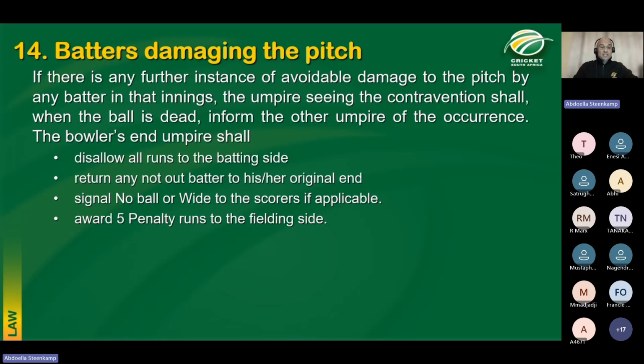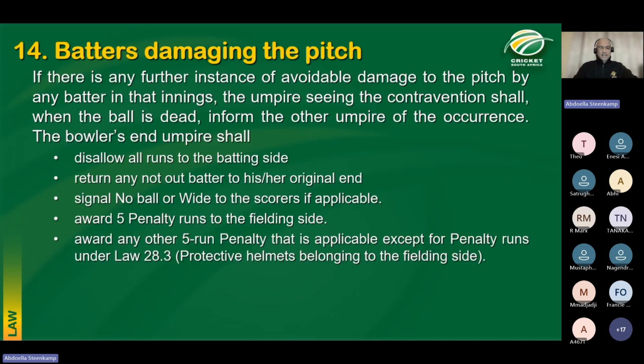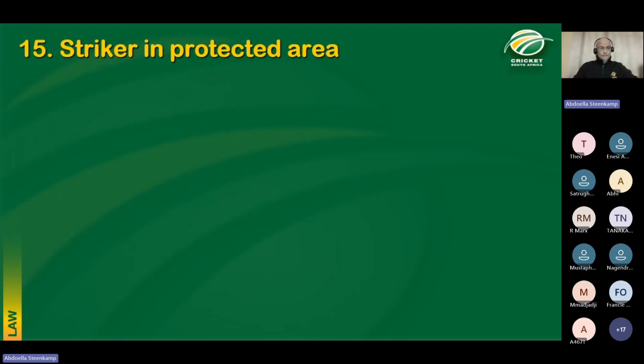5 penalty runs to the fielding side. And any 5 penalty runs that is applicable will be awarded. There's one exception, and that exception is if the ball should hit the protective helmet belonging to the fielding side. If the batters were damaging the pitch, those penalty runs will not be applicable in this instance. So now you can see the punishment. If batters damage it, you go first and final warning, and then second time you go into this action. And then lastly, you must inform everyone and then report this to the governing body.